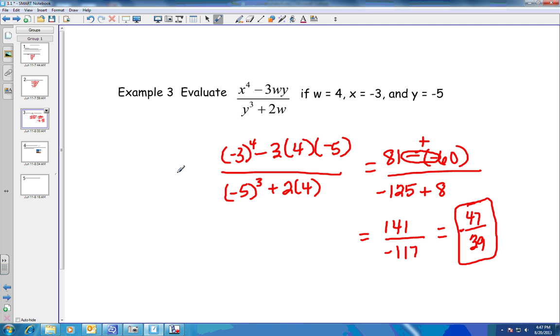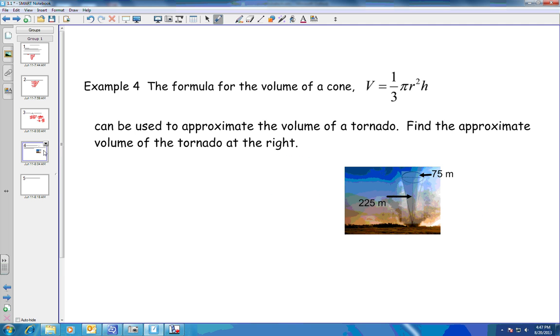Okay, example 4. The formula for the volume of a cone is V equals 1/3 pi r squared h, and it can be used to approximate the volume of a tornado. Find the approximate volume of the tornado at the right.